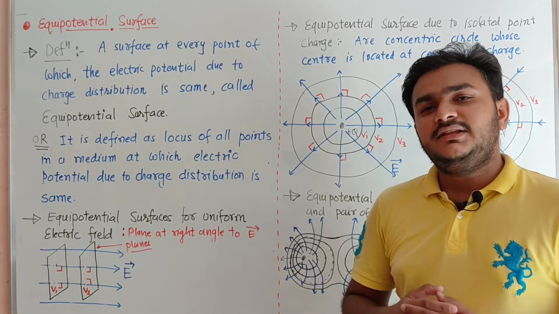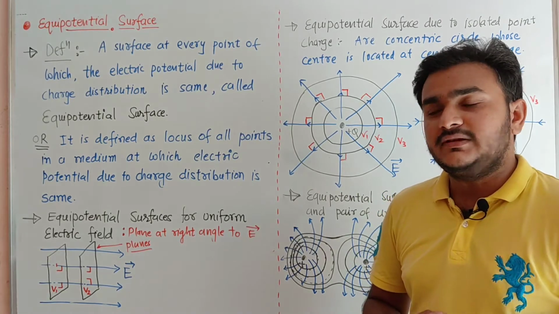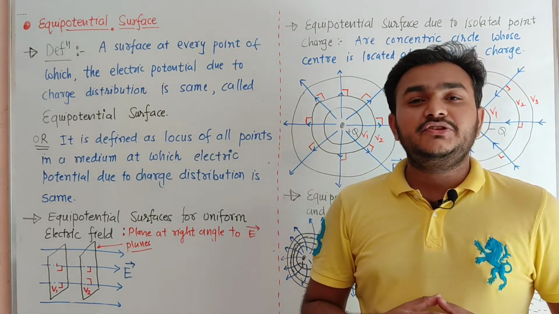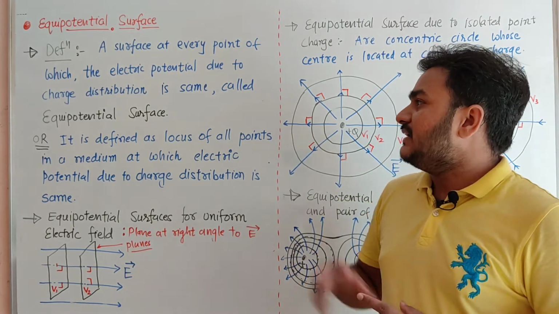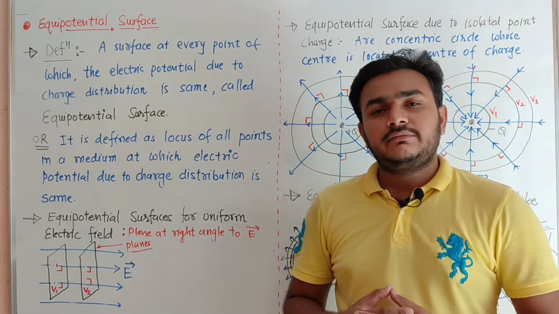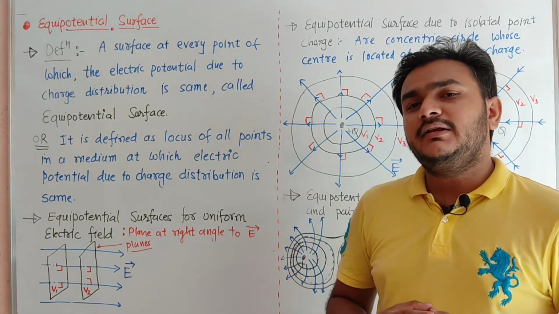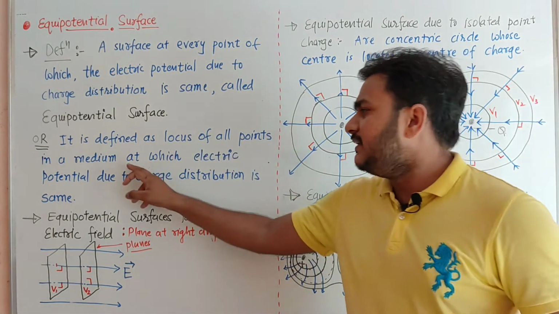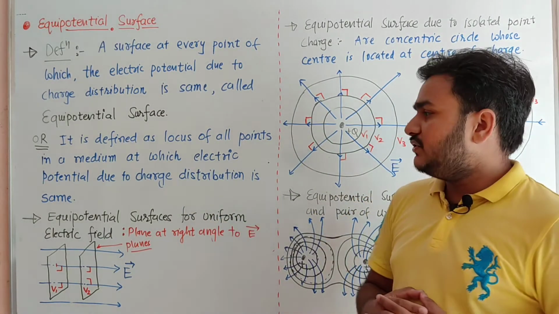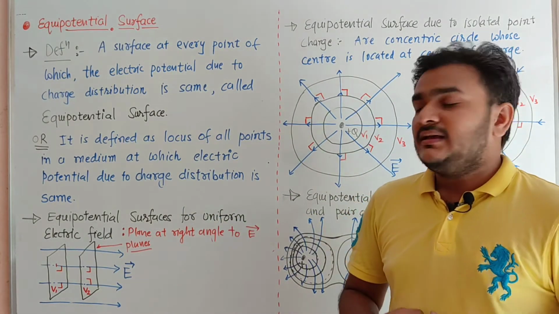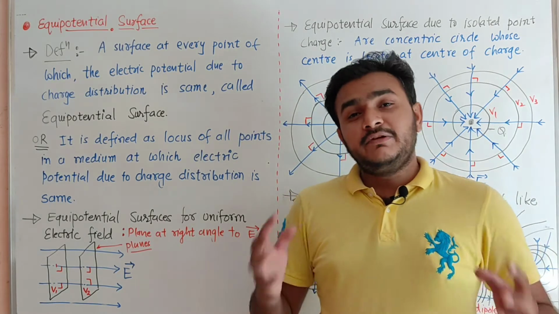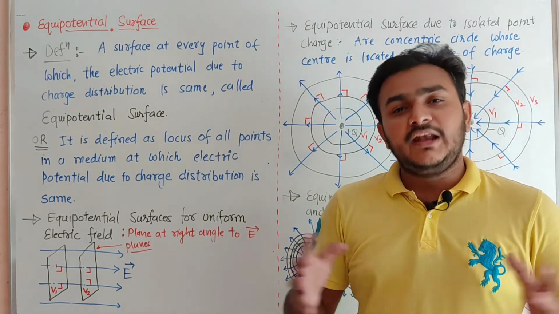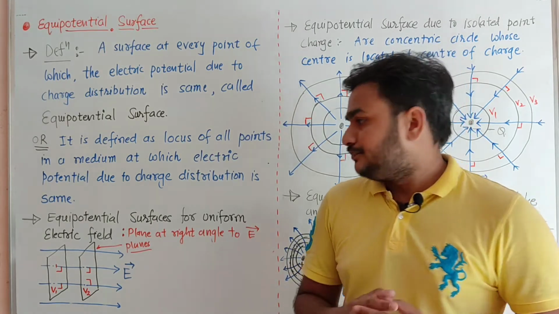Okay, let us start with the definition of equipotential surfaces. A surface at every point of which the electric potential due to a charge configuration is the same is called an equipotential surface. Alternatively, it can also be defined as the locus of all points in a medium at which the electric potential due to a charge distribution is the same. Basically, the equipotential surface is the surface on every point of which the value of electric potential is the same.